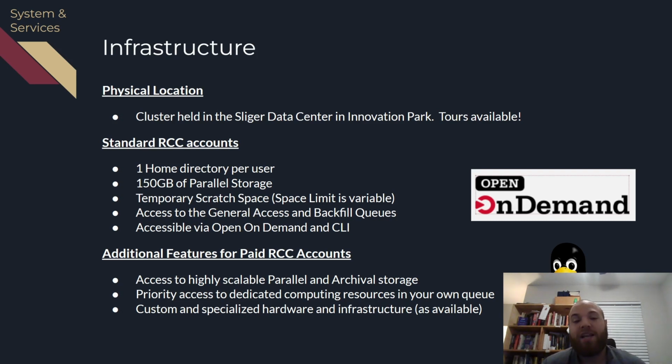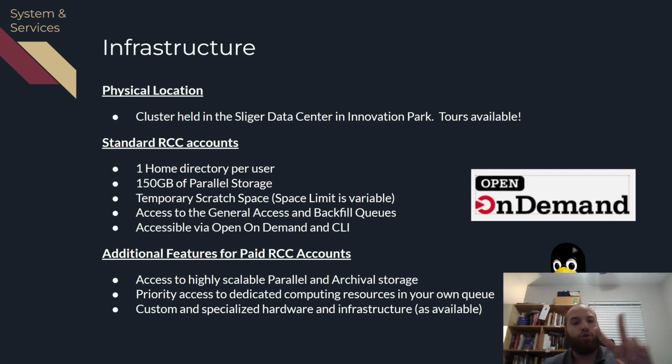Okay, now what you get when you get an account is what we call a standard RCC account. Here you get one home directory that's similar to how your directory of files works on your own computer. You get 150 gigs of parallel storage, which is great. You get temporary scratch space, which means that you can save stuff there, but we may delete it at random times. So if you're running a process where you need to write something in the middle and then write it somewhere else, scratch space is great for that if you don't care that the middle may disappear at any moment in time.